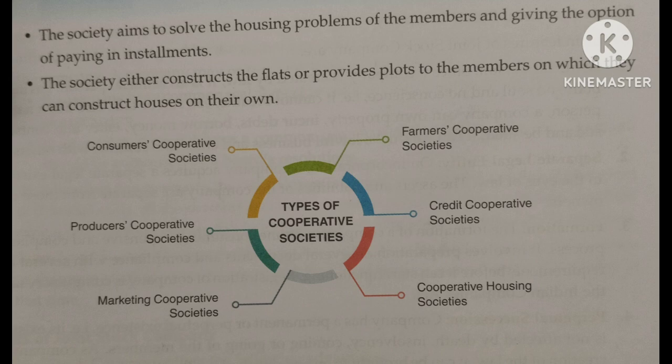So the first one is consumers cooperative societies. These societies are formed by the consumers for obtaining good quality products at reasonable prices. That is very sure, the reasonable prices, because their main aim is to eliminate the middleman. The society's aim is to eliminate the middleman by purchasing goods in bulk directly from the manufacturers or wholesalers, or the profit of surplus if they have.